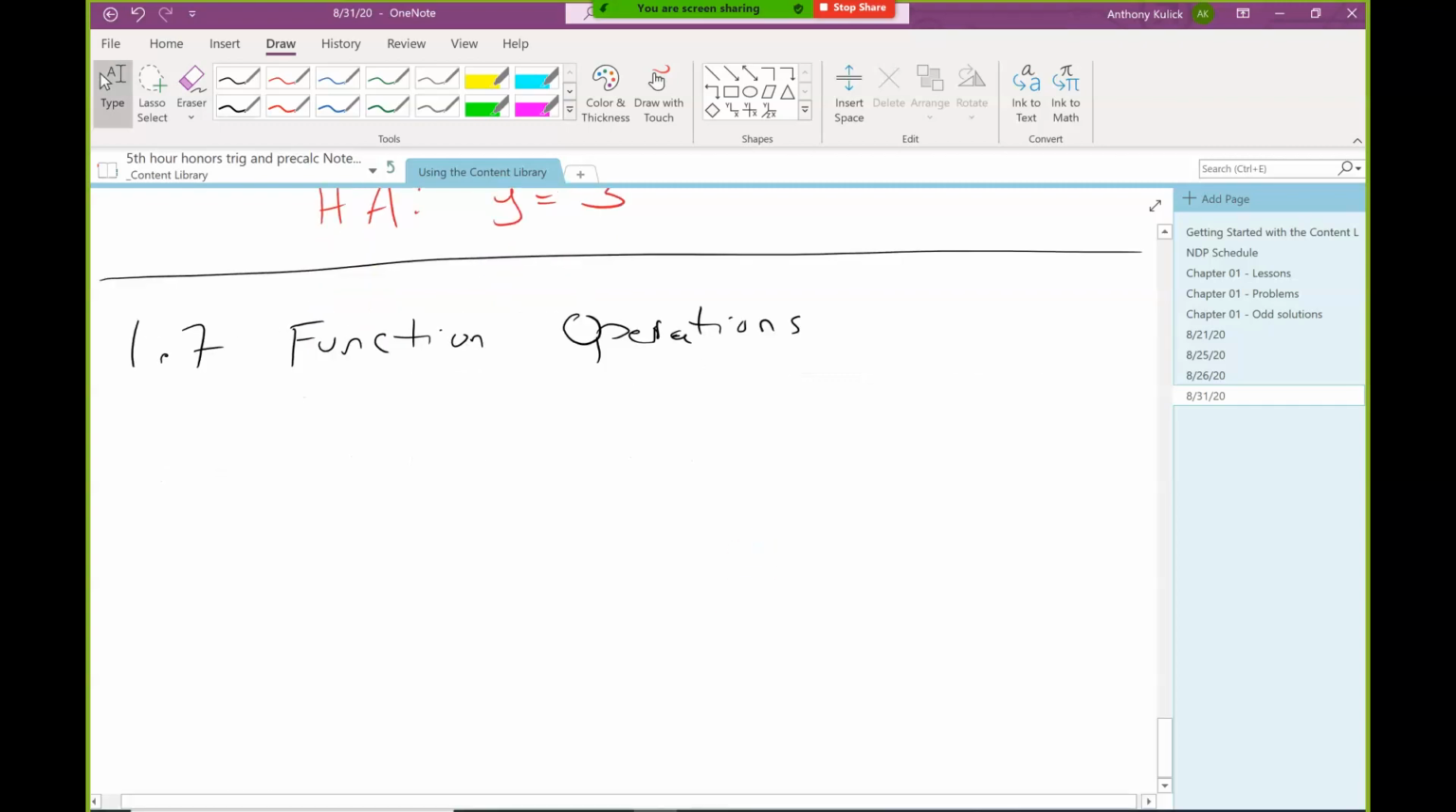All right, so function operations. There are the four fundamental function operations. So there's addition, subtraction, multiplication, division. I'm going to be a little bit more technical here.